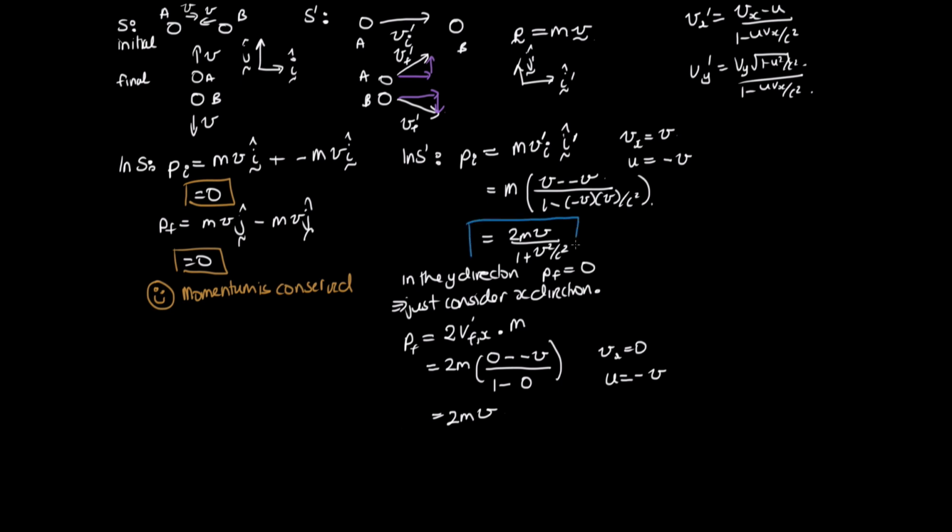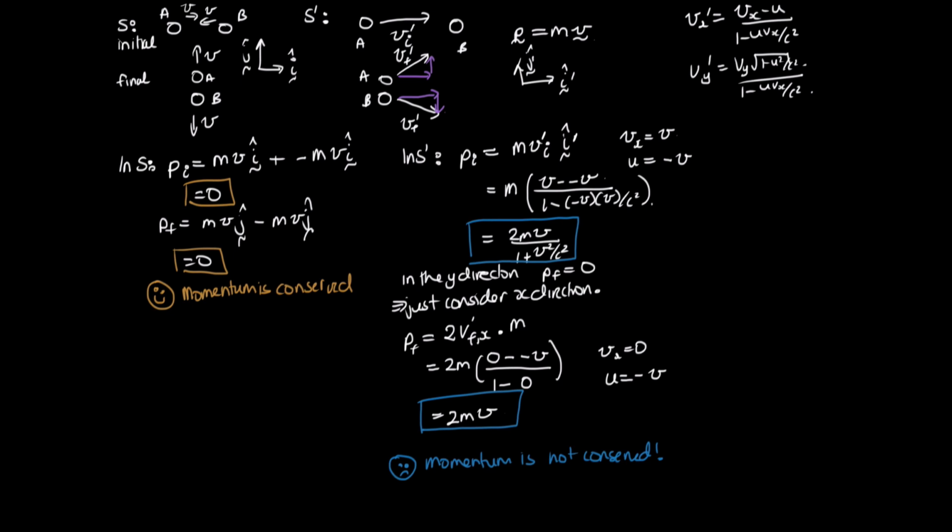This and this are not equal to the same thing. So this is going to make us sad because momentum is not conserved. So our rules of physics aren't being obeyed in both reference frames. So what can we do about this?